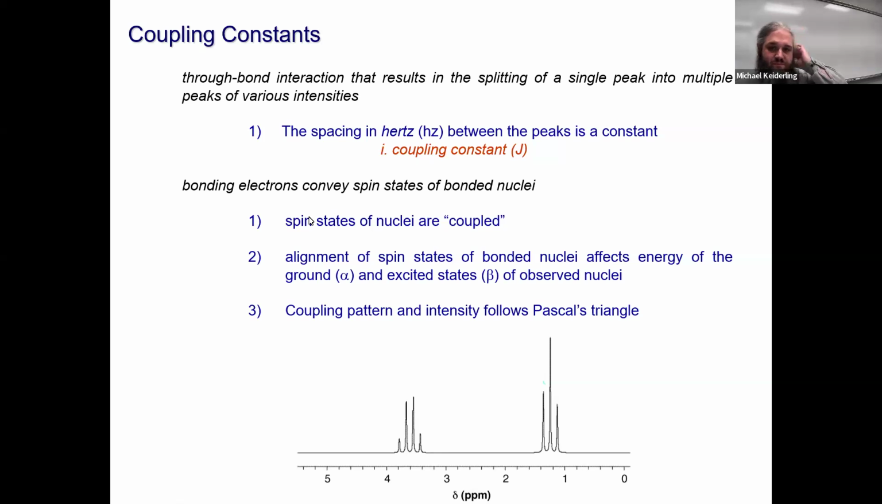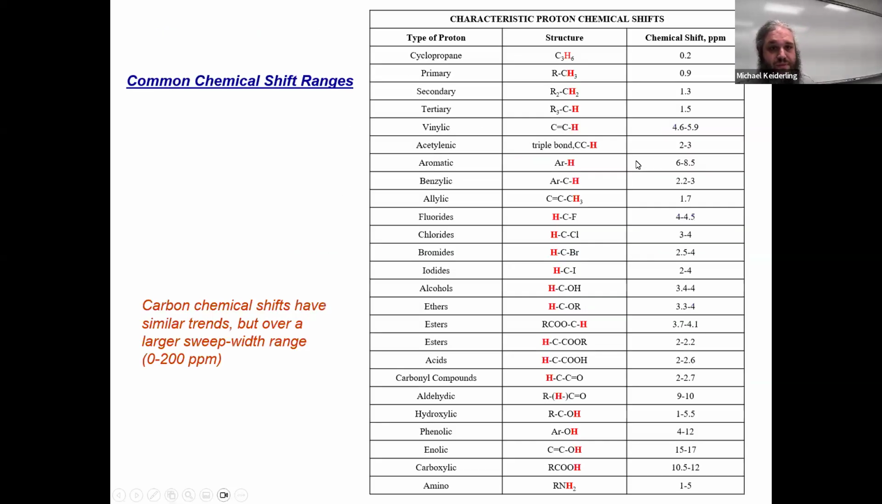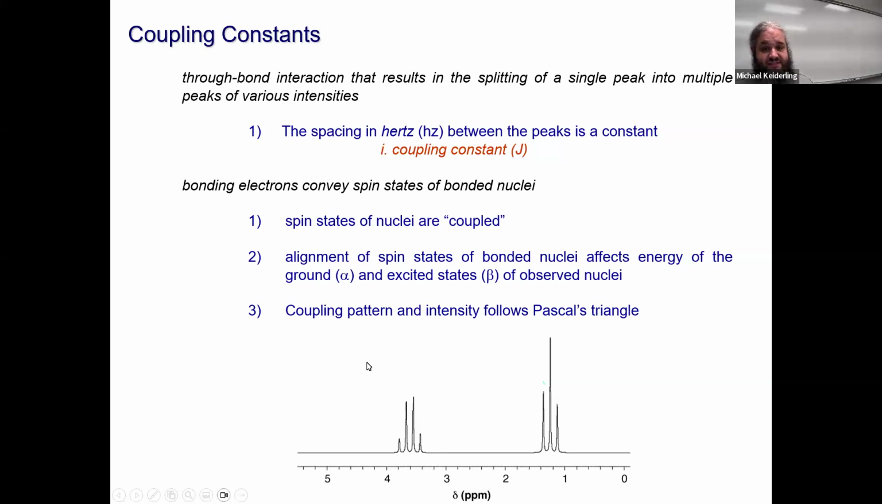Okay, so various structures have various chemical shifts. So you can identify the type of structure based on the chemical shift. Additionally, when you see these peaks, sometimes you don't get one peak, you get a group of peaks.